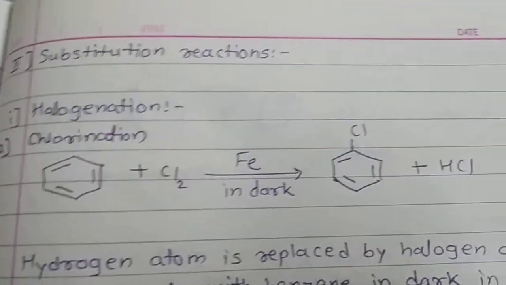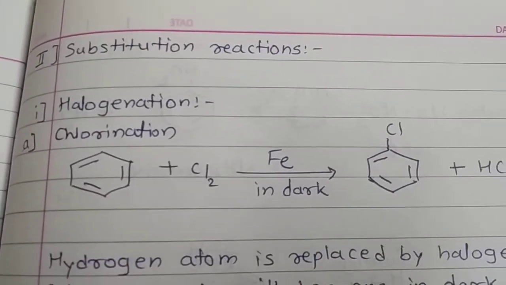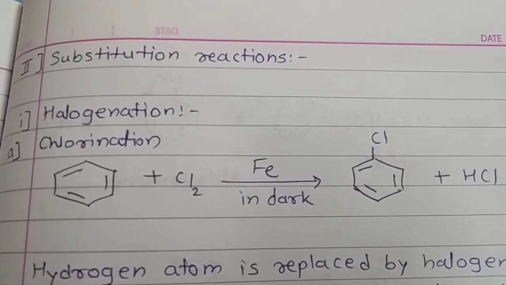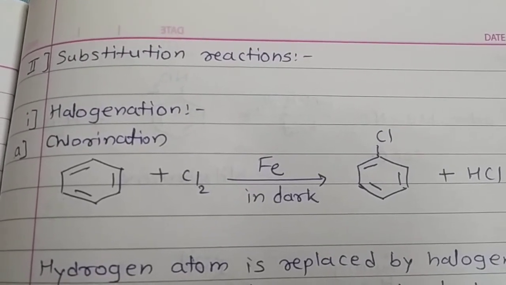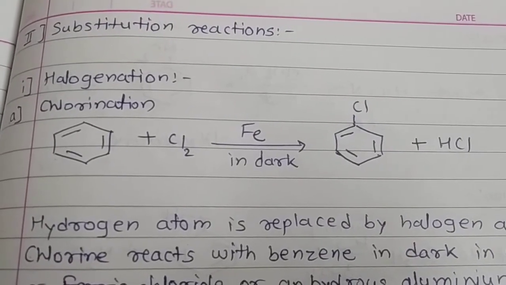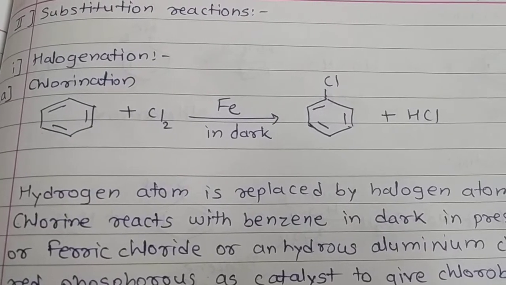So that was about addition reactions. Now let's see substitution reactions. Substitution means one group comes in and another group goes out. So first is halogenation reaction. It is an electrophilic substitution reaction.